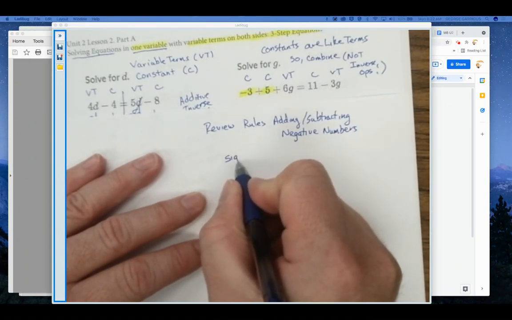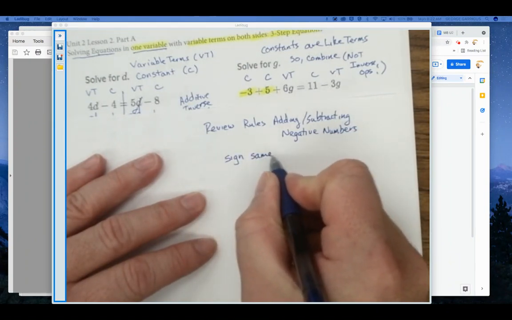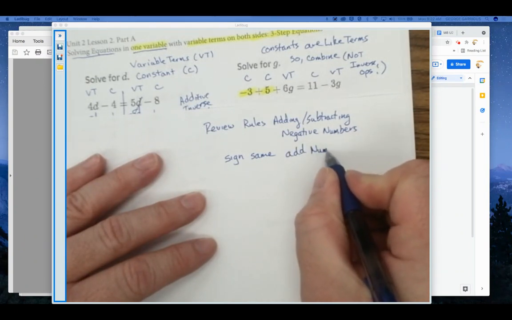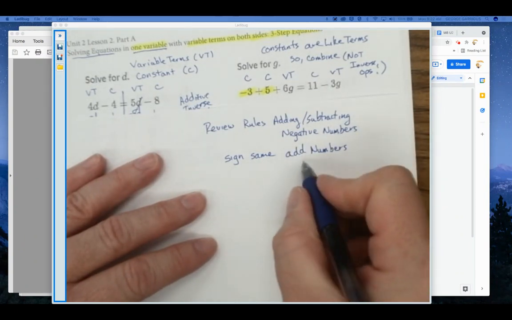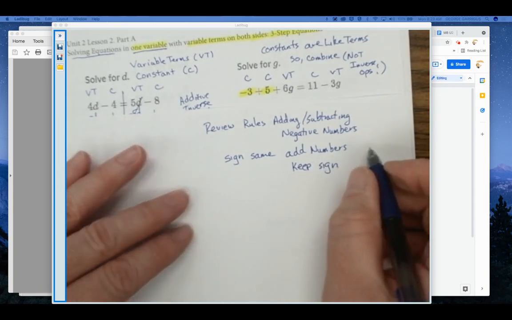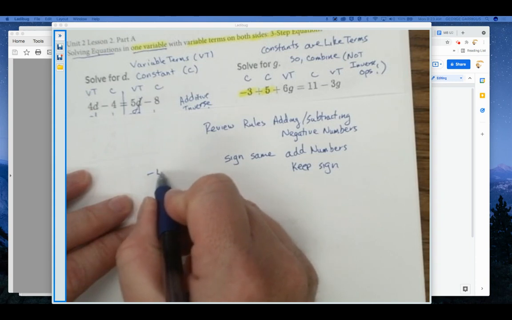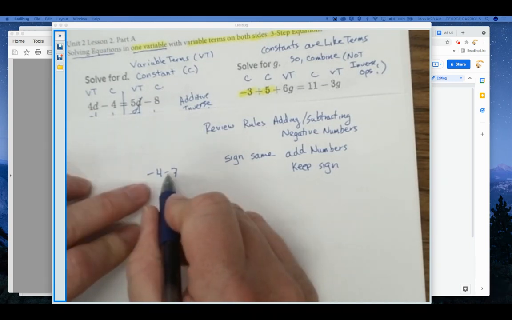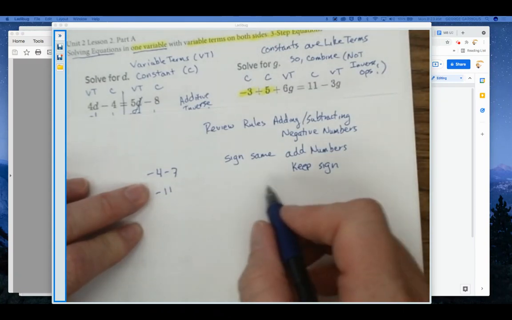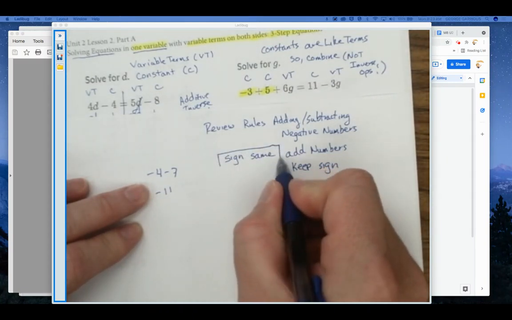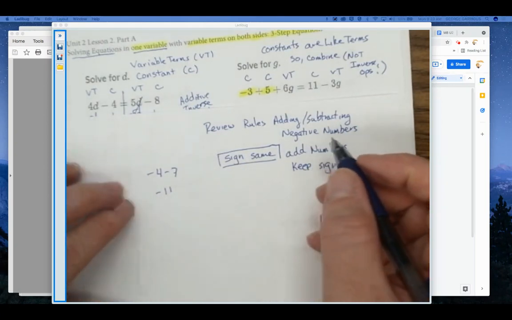If the signs are the same, you add the numbers and you keep the sign. Super easy. So if I had a negative 4 minus 7, I add the numbers for 11, keep the sign. Okay, same sign. So if they're both positive, it'd be positive.